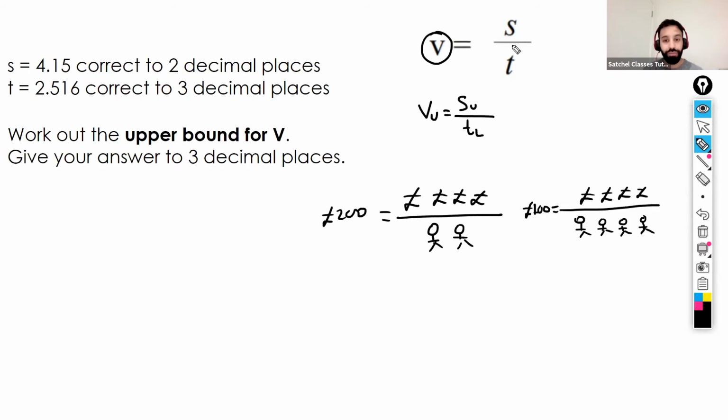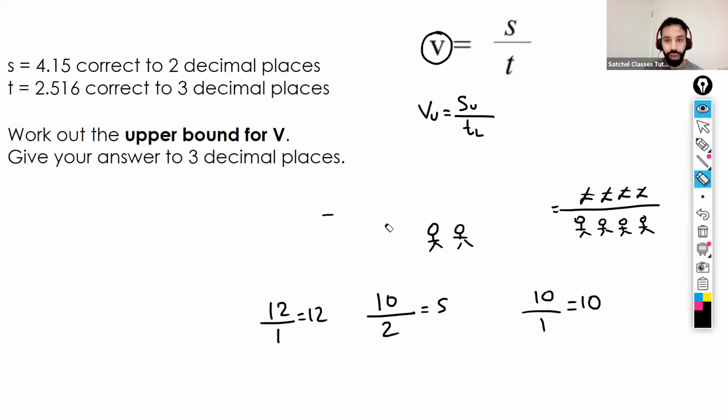Alternatively, maybe you could write out some fractions for yourself. So let's say 10 over 2 will give us 5, but 10 over 1 will give us 10. Or better yet, 12 over 1 will give us 12. So as we increase the numerator and decrease the denominator, our answer is going to get bigger and bigger and bigger. So in situations like this, we want the highest value of S and the lowest value of T. So what we need to work out is the upper bound of S.